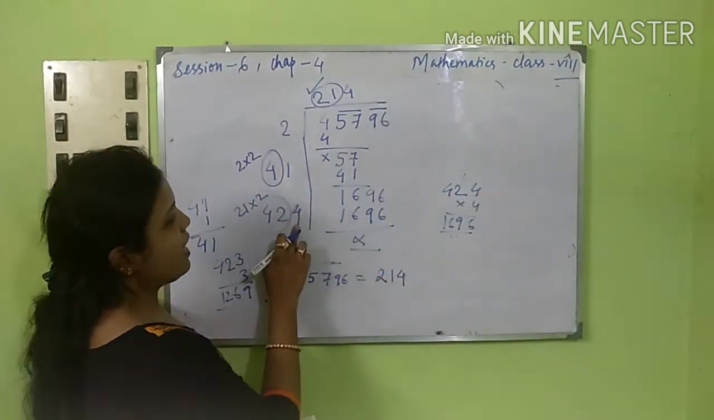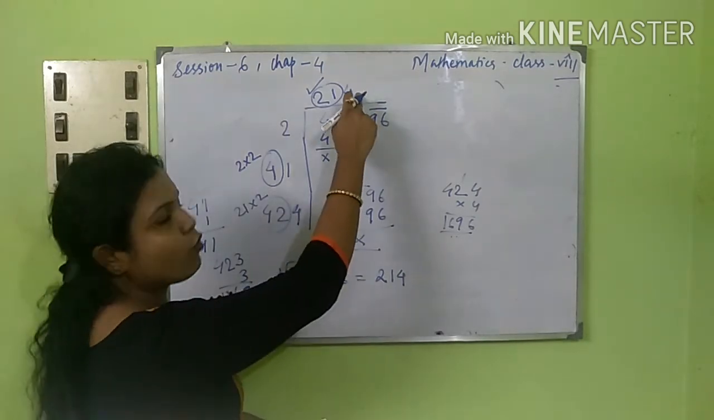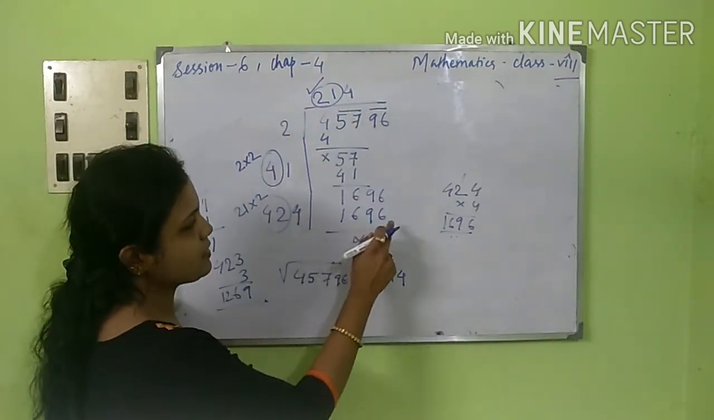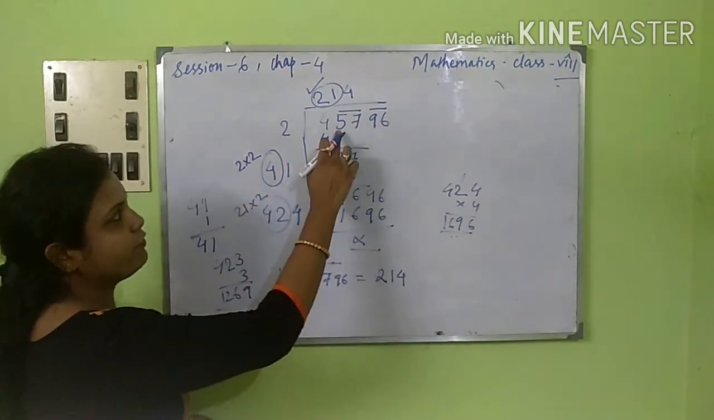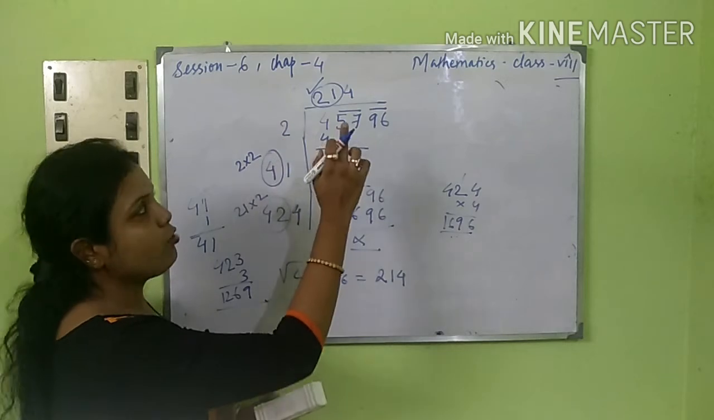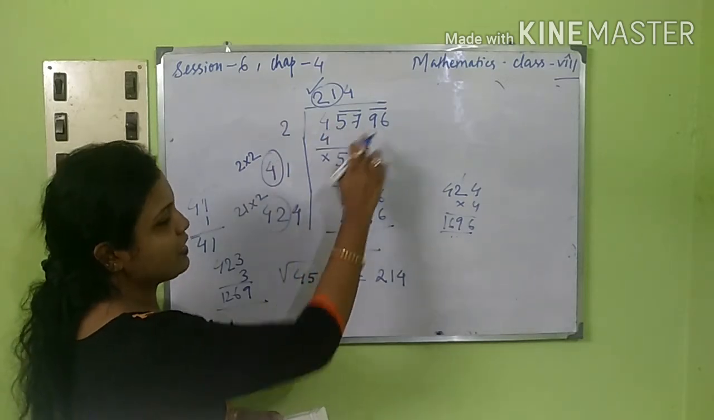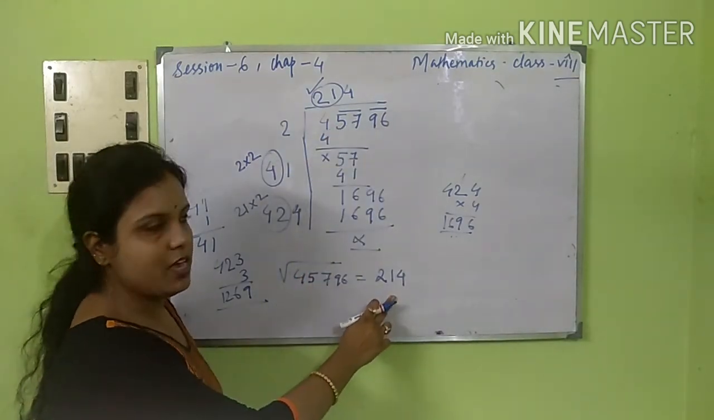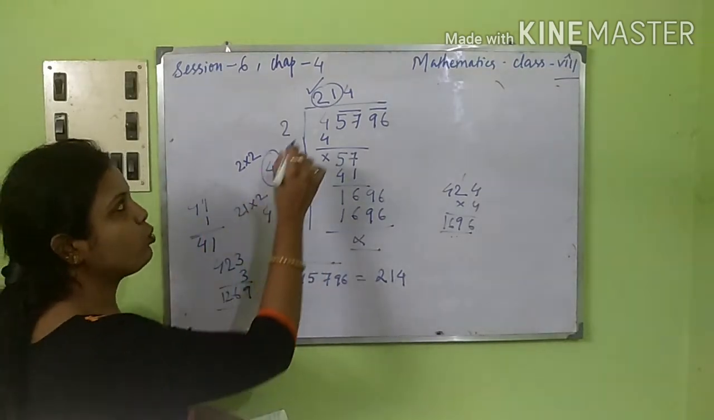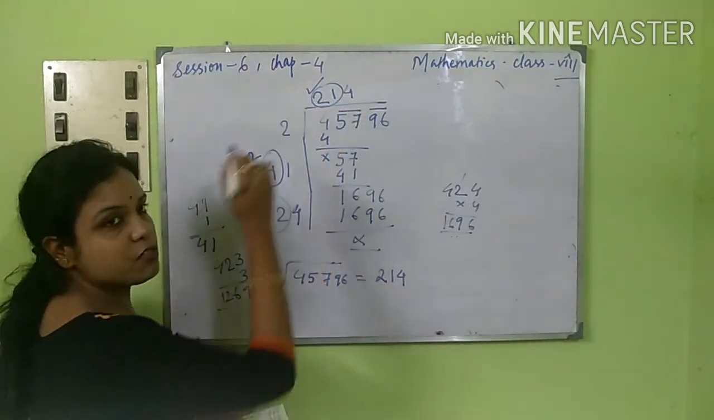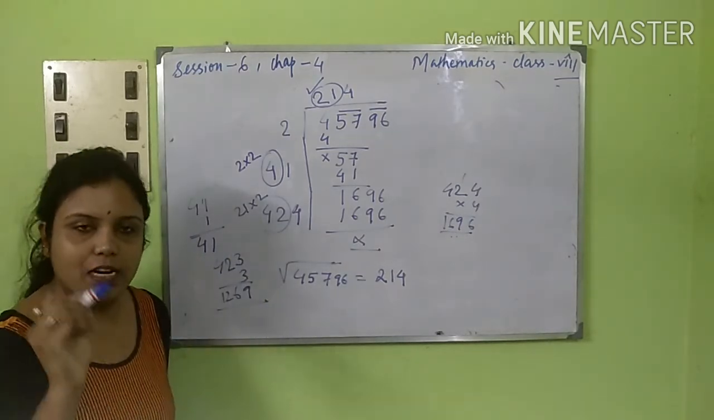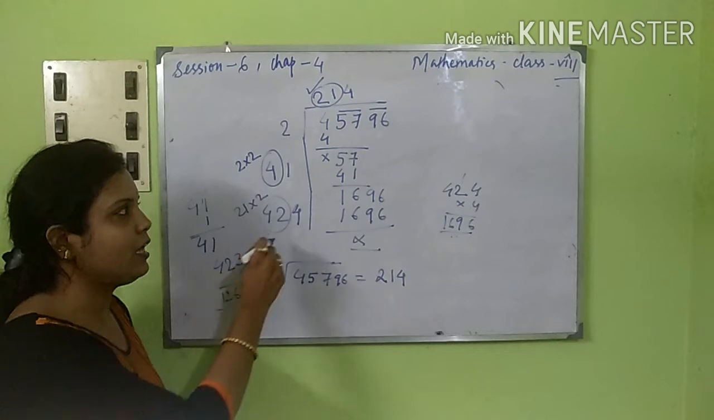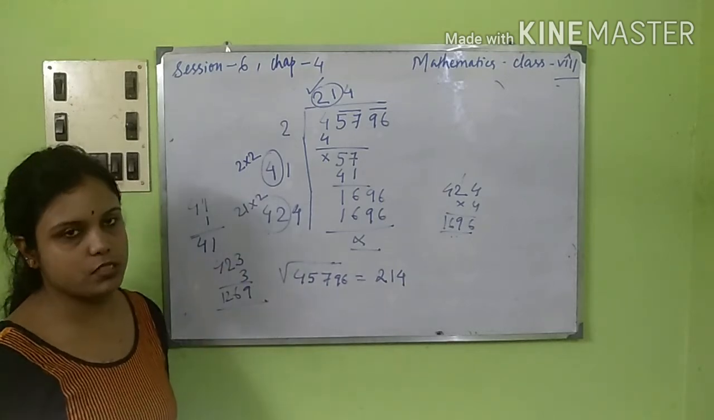So 4 has been placed here and another 4 in the quotient. So we are getting 1696. Remainder is 0. That means the square root of this particular number, 45796, is 214. This is the main important point: your quotient gets multiplied by 2 and that becomes your divisor in the next step. That is the most important part to be remembered in the square root division process.